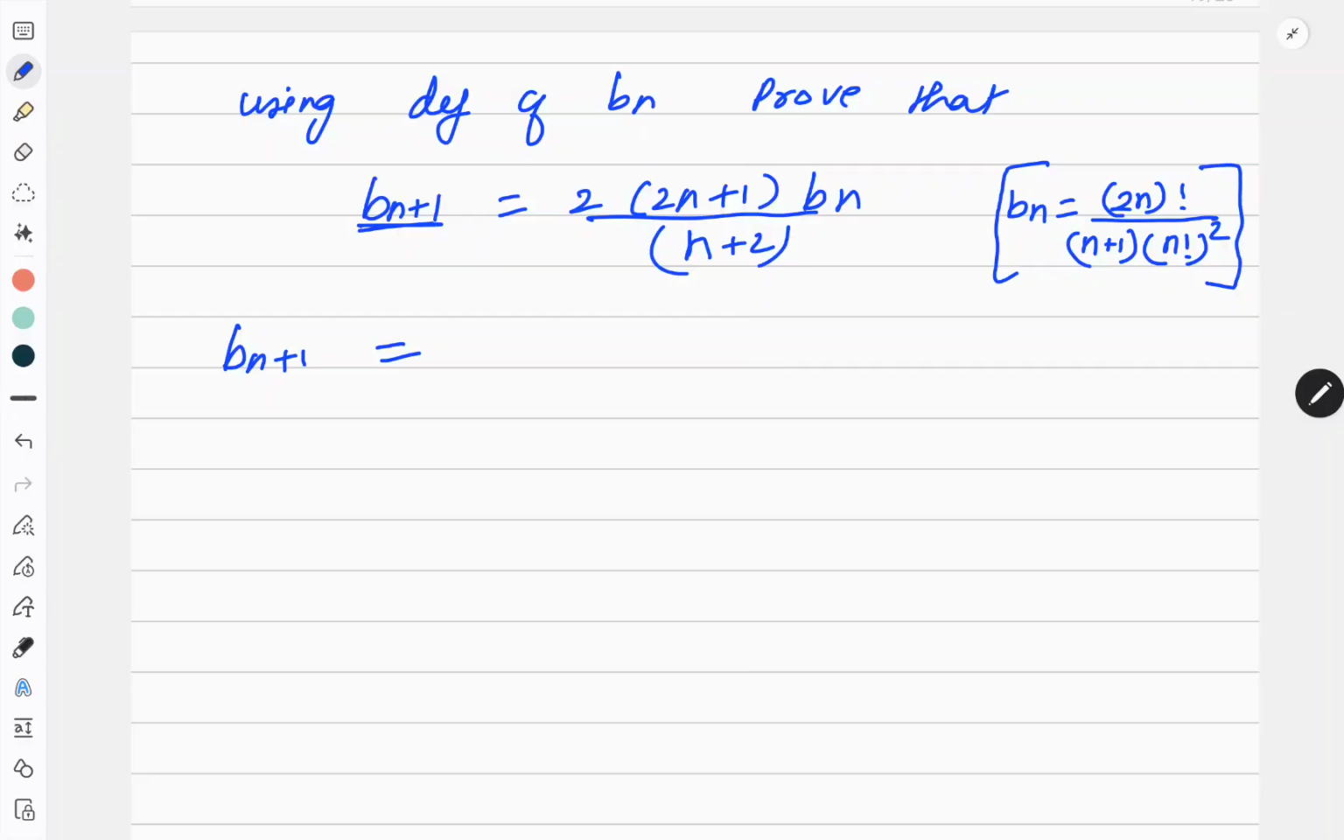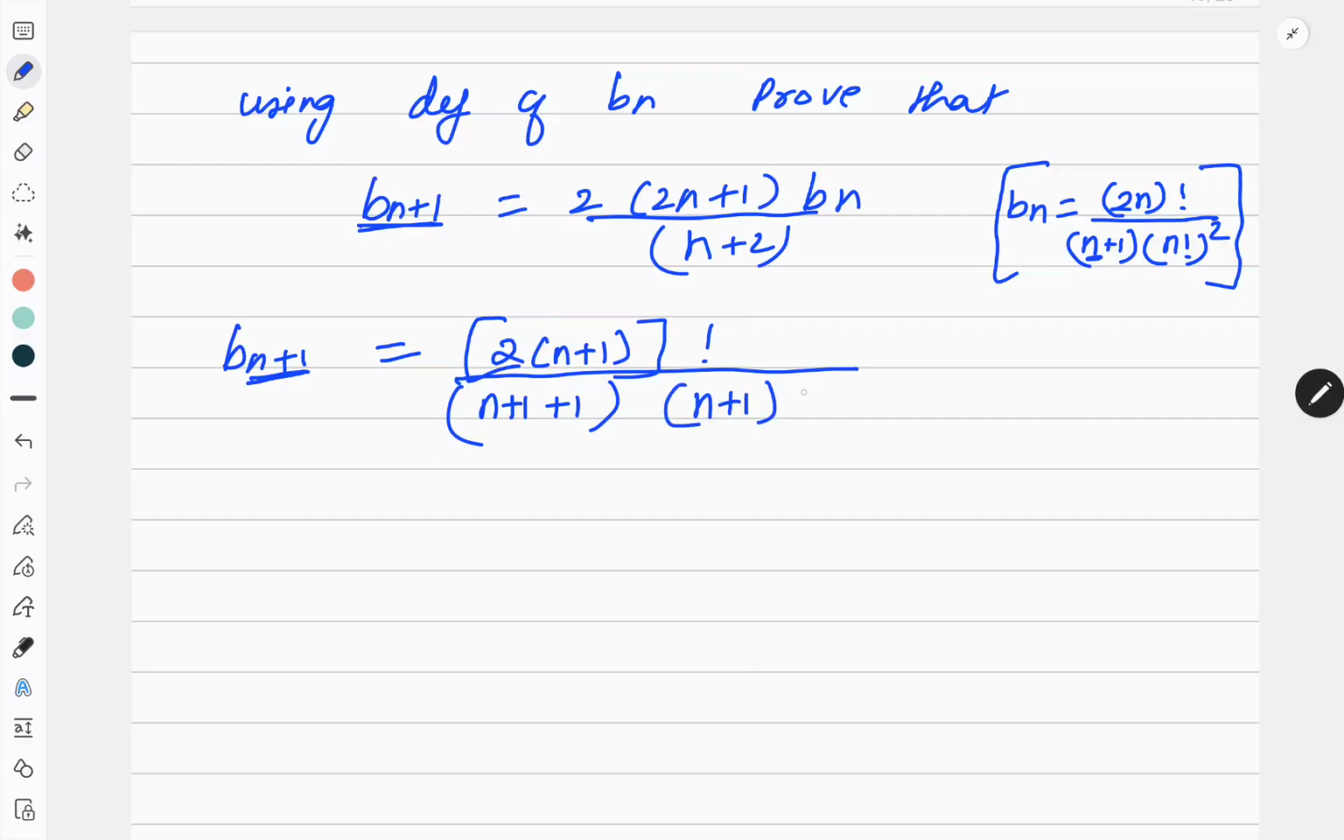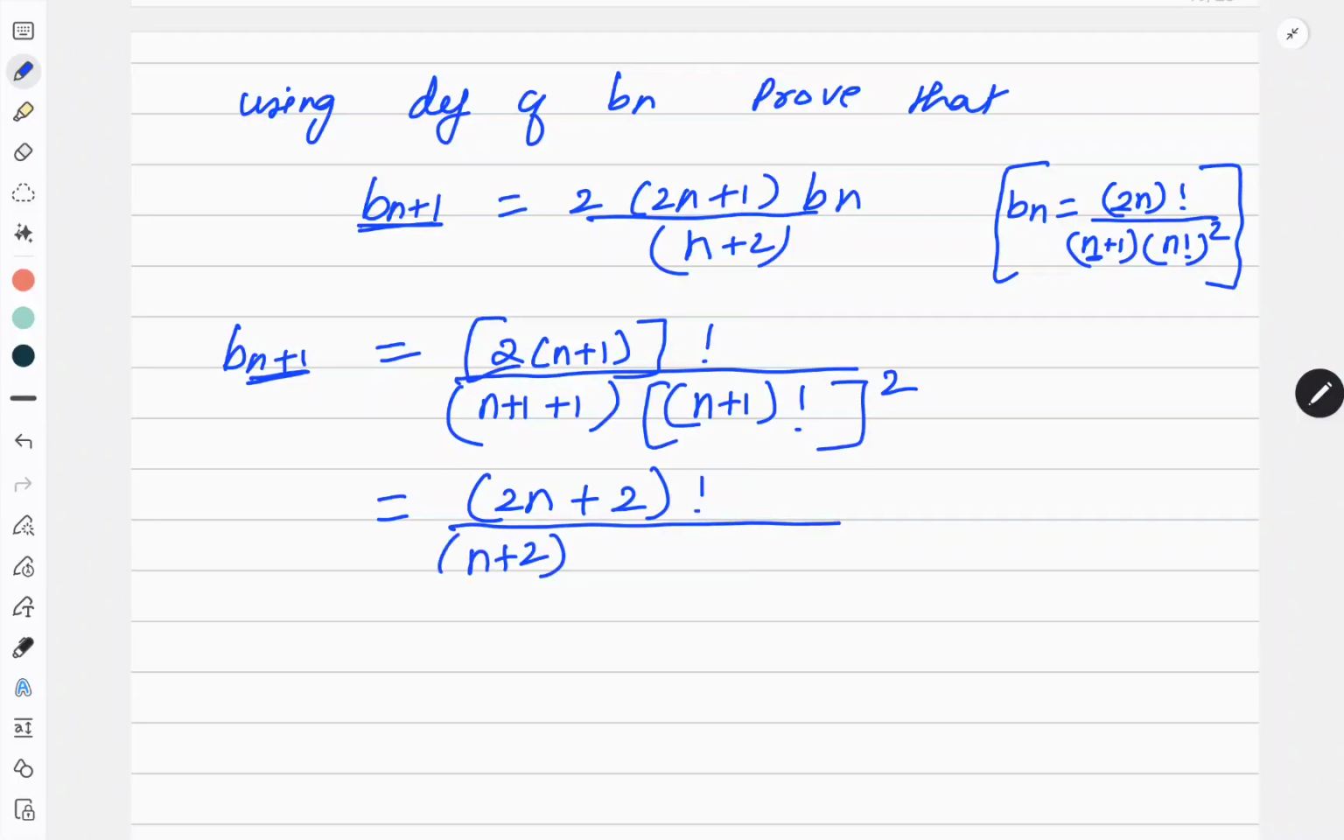Now Bn+1, if I am applying this formula, in place of n I should put n+1. So I'll have (2(n+1)) factorial. Remember, factorial is outside. Then (n+1)+1 in place of n, then n factorial means (n+1) factorial square. Correct? Now this is equal to, if I observe, (2n+2) factorial. Denominator is (n+2), (n+1) factorial, (n+1) factorial.